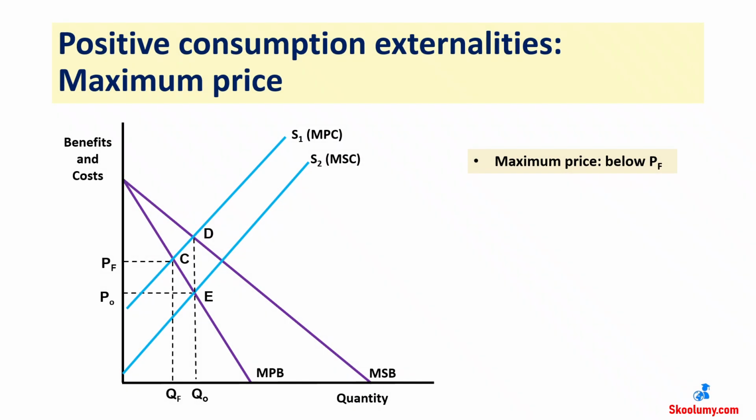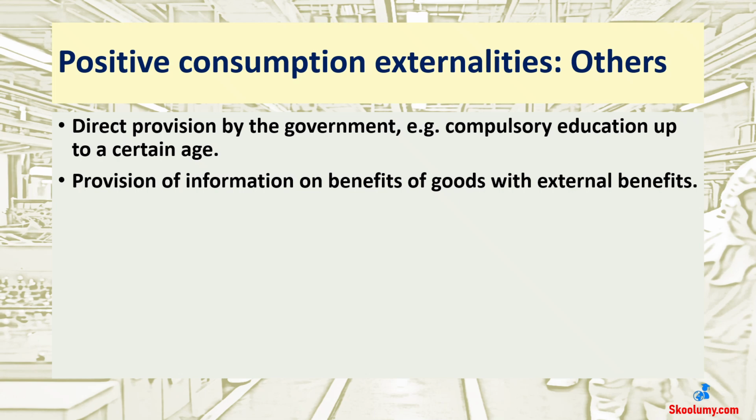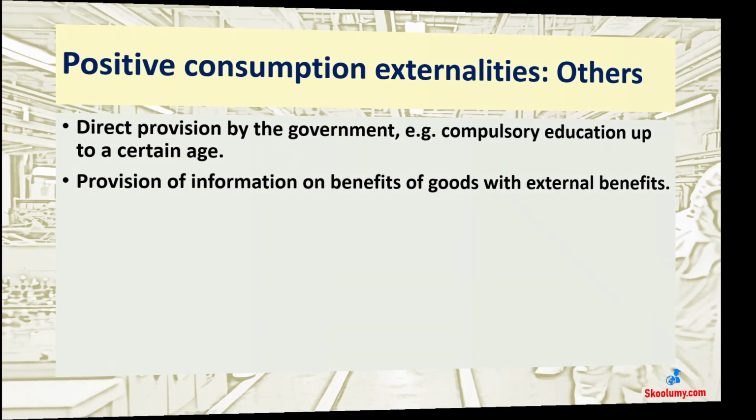Positive consumption externalities, maximum price. A maximum price below PF can increase the demand for the good with external benefits. PF is the free market price. Other methods of correcting positive consumption externalities. Direct provision by the government, e.g., compulsory education up to a certain age. Provision of information on benefits of goods with external benefits.